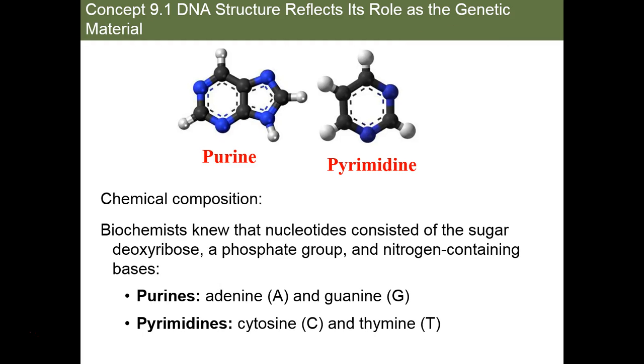Knowing the chemical composition of DNA also helped to determine its structure. Biochemists knew that nucleotides consisted of the sugar deoxyribose, a phosphate group, and a nitrogen-containing base. As we discussed earlier in the semester, purines were adenine and guanine, and pyrimidines were cytosine and thymine.